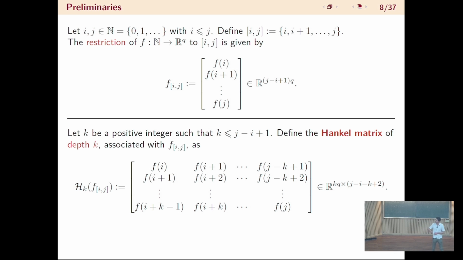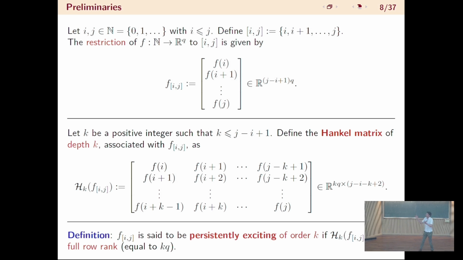Okay. So far, so good. Do you agree with this definition? Yeah. I don't know if there would be much to agree to, because this is the way we introduce a Hankel matrix typically. But okay, using this Hankel matrix, we now also define the notion of persistency of excitation.